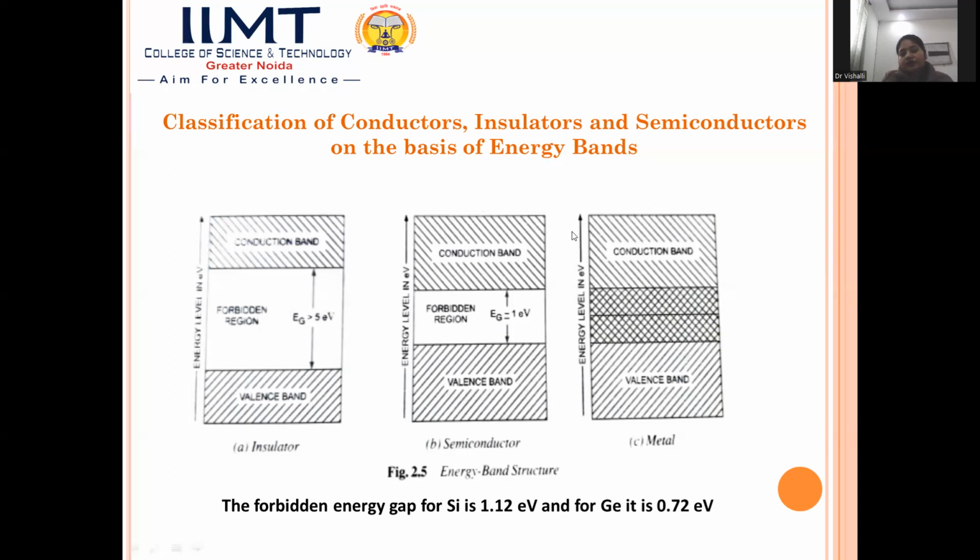Once the electron reaches the conduction band by overcoming this forbidden energy gap, it becomes a free electron. Once the electron is free, it will be contributing to the conduction. That is why these are called semiconductors, and they will be conducting as the temperature reaches room temperature. This gap for silicon is 1.12 electron volt, and for germanium, this gap is 0.72 electron volt.